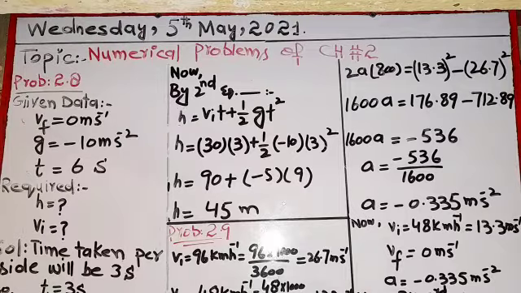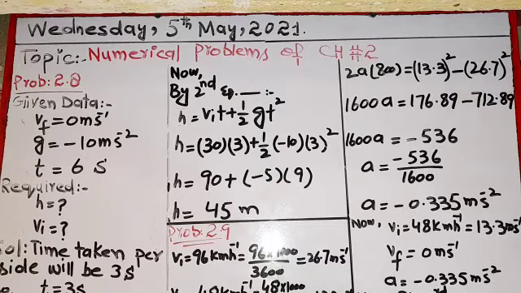Today we will discuss the last three numericals of chapter 2. The statement of problem number 2.8 is: a cricket ball is hit vertically upwards and returns to ground 6 seconds later. Calculate the maximum height reached by the ball and the initial velocity of the ball.